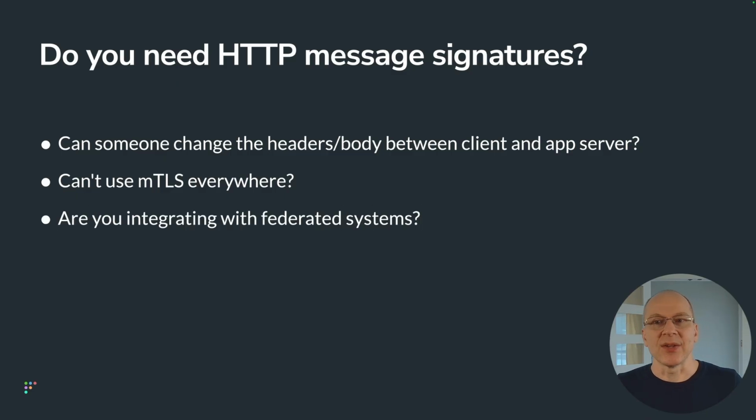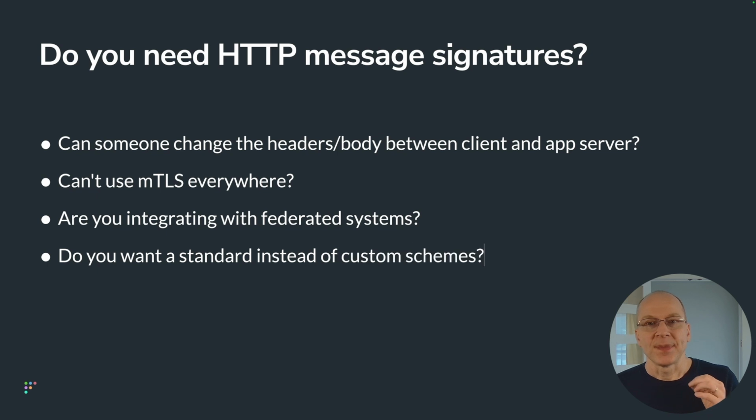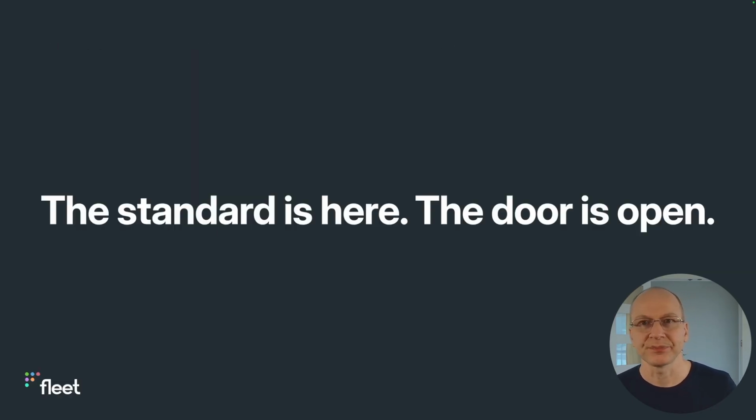Then, are you integrating with a federated system? If you're building something like Mastodon, where servers need to trust messages from other servers they've never seen before, message signatures with published public keys solve that problem quite cleanly. Then, do you want a standard instead of custom schemes, right? Tired of implementing different signature verification for every vendor's API? Want your clients to use a standard approach instead of your custom homebrew scheme? If you answered yes to any of these, HTTP message signatures are worth evaluating. If not, simpler approaches may be a better fit.